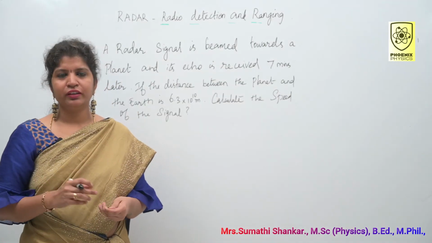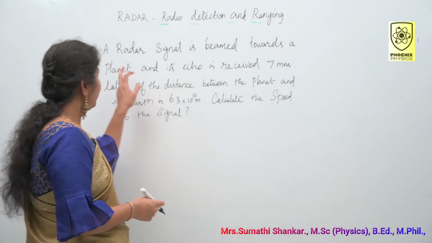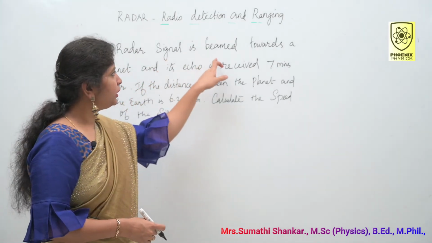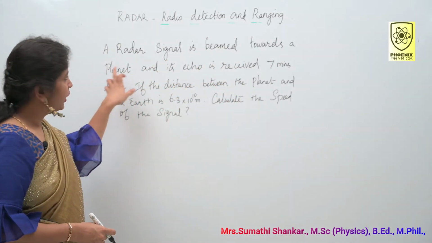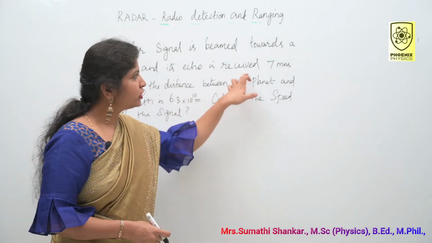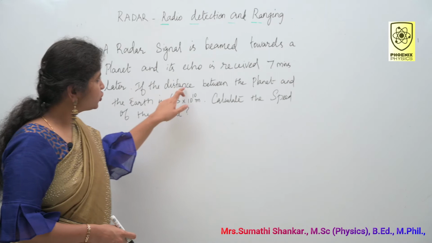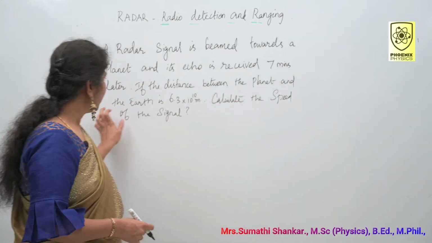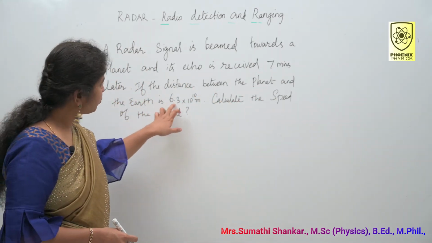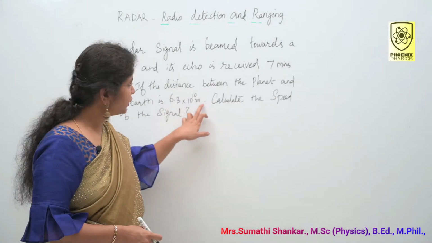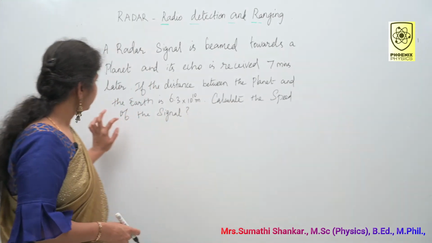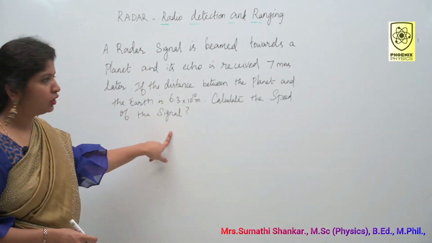In your book, one example problem is given. A radar signal is beamed towards a planet and its echo is received 7 minutes later. If the distance between the planet and the earth is 6.3 into 10 to the power of 10 meter, calculate the speed of the signal. Okay.